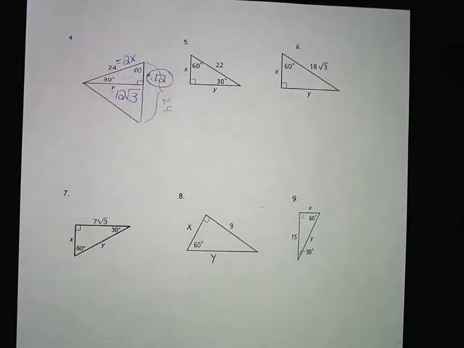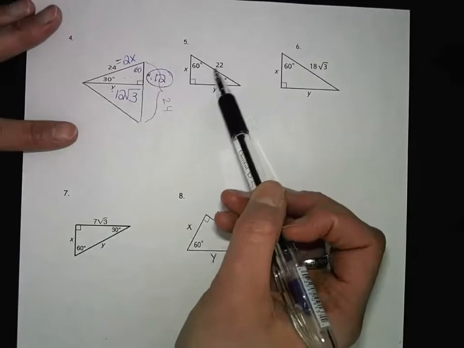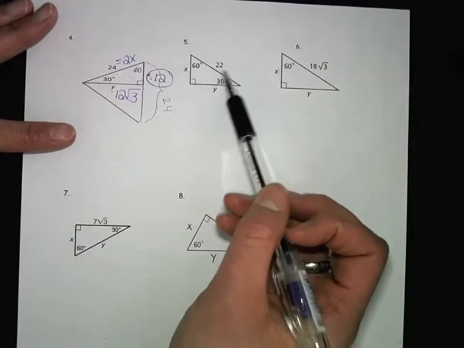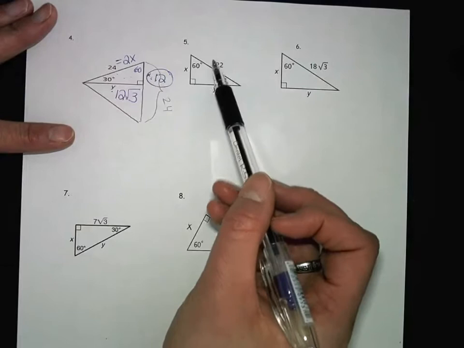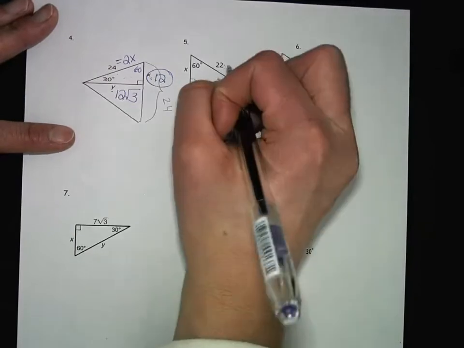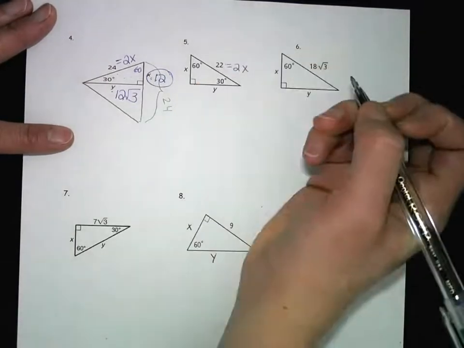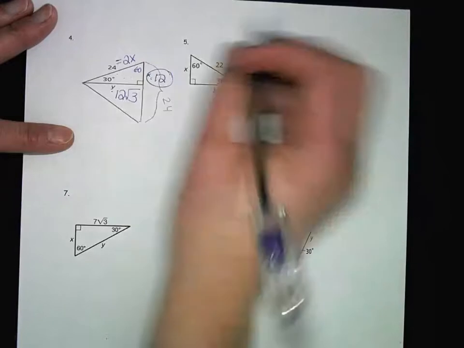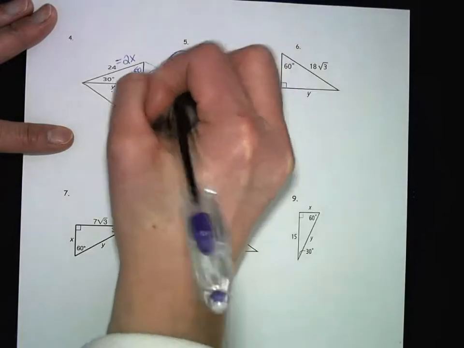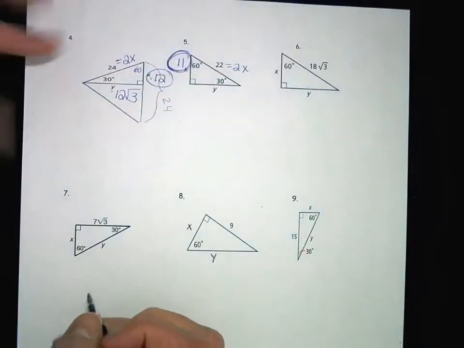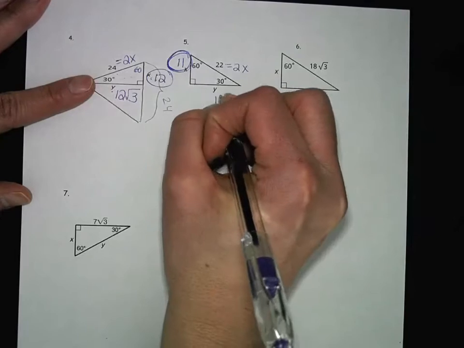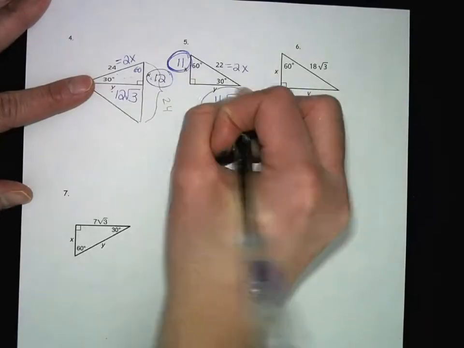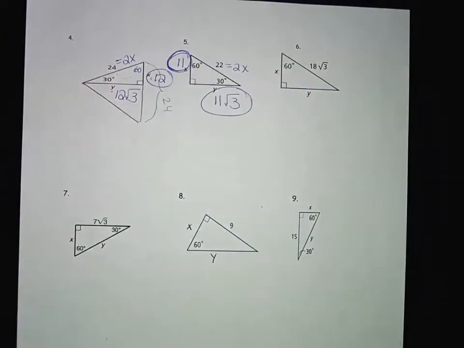So let me walk you through one more. It's across from the 90. You always start with whatever they give you. So you look and say, okay, this is what I'm given, and it's across from the 90. That's going to equal 2x, which if I solve, means this is 11. Once I know the short leg, the longer leg is just that, square roots of 3. And that would be your answer.